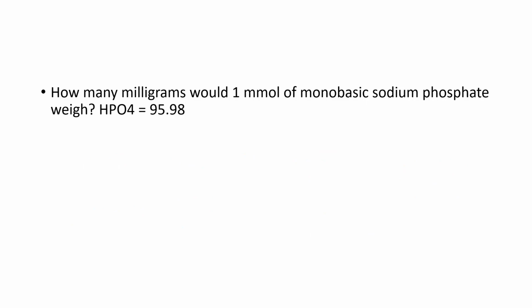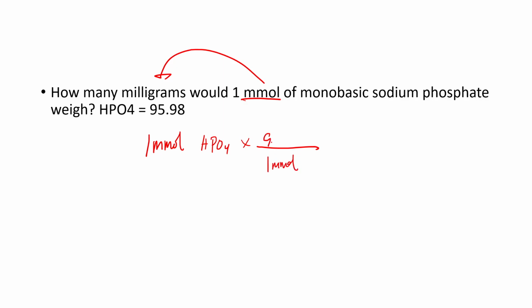Next, how many milligrams would 1 millimole of monobasic sodium phosphate weigh? If we start with millimoles, we're going to get milligrams. So 1 millimole of phosphate is 95.98 milligrams. Yeah, it's the same.